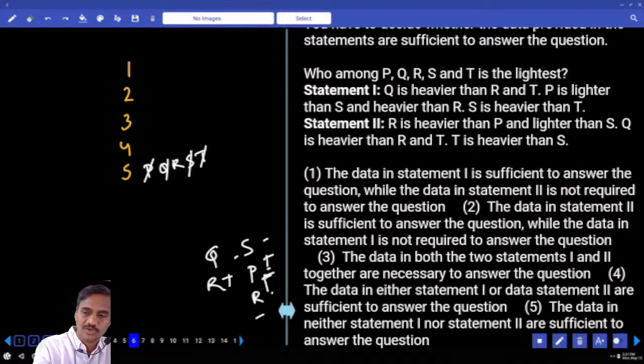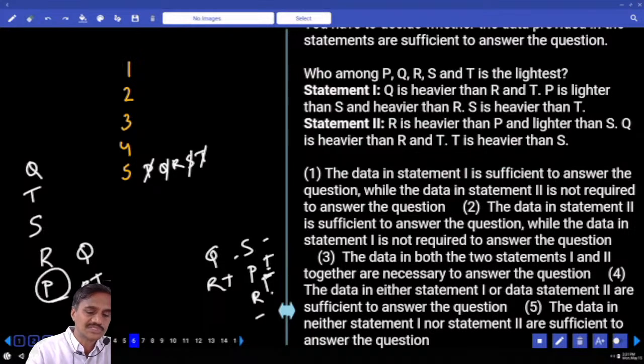Then coming to 2 alone: R is heavier than P and lighter than S. And Q is heavier than both R and T, and T is heavier than S. Now since T is heavier than S, T will be here. If T is here, Q will be here. Then who is the lightest here? P is here. So what is your answer? 1 alone and 2 alone is sufficient. Each statement alone is sufficient, that is choice 4. Question number 6 is choice 4.